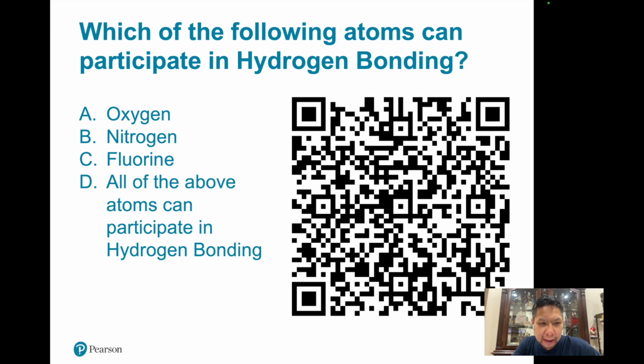So last thing, right? Which of the following atoms can participate in hydrogen bonding? Is it oxygen, nitrogen, fluorine, or all of the above? I might not have said it in the video, but I said any electronegative atom, right? And oxygen was the one that I used as an example. But remember, anything that's in the upper right-hand corner of the periodic table is electronegative. And so nitrogen is also electronegative, fluorine is also electronegative, and so all three of those can form hydrogen bonds.